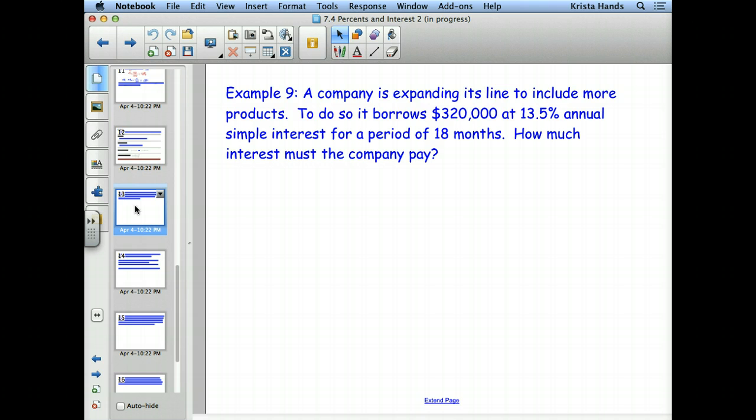So example 9, a company is expanding its line to include more products. To do so, it borrows $320,000 at 13.5% annual simple interest for a period of 18 months. How much interest must the company pay? So the first question you need to answer for yourself is, which formula is he going to be using? Simple. Why?